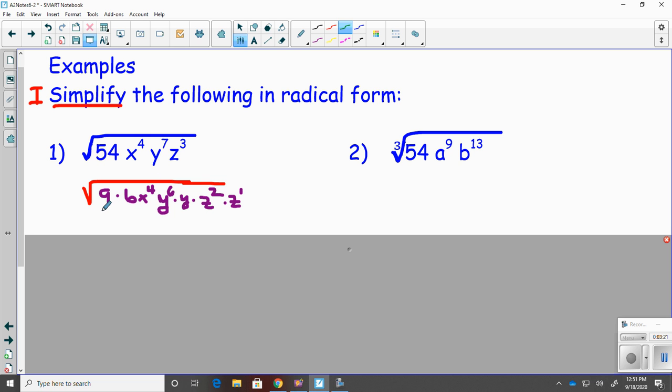Then your job is to go through, after you've written all of the factors out, and I like to underline the pieces that are actually going to simplify in the next step. I can do the square root of 9 in a second. I can definitely do the square root of x to the 4th. I can do y to the 6th, and I can do z to the 2nd.